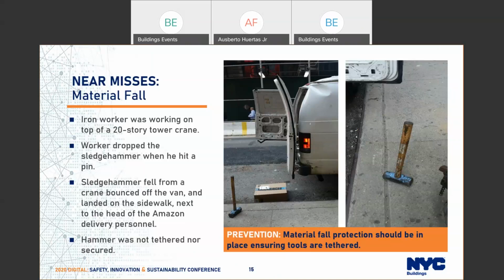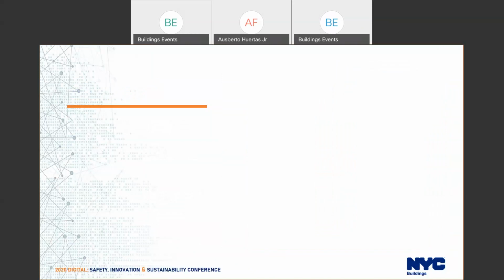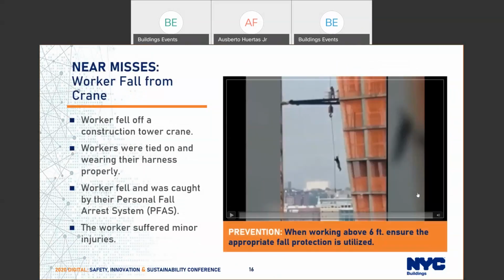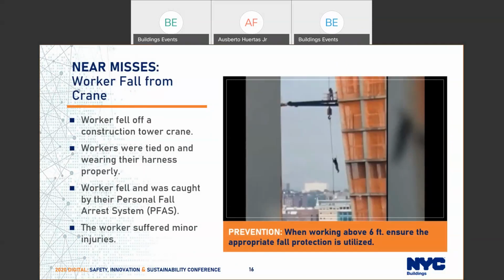A preventative measure that should have taken place is to tether the tools. Had the worker tethered his tools, then if it slipped, it would have been prevented from dropping to the ground. By not tethering the hammer, there was a failure to provide a level of protection to anyone walking below. This is a near miss.